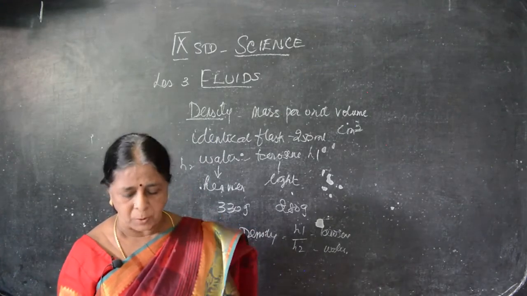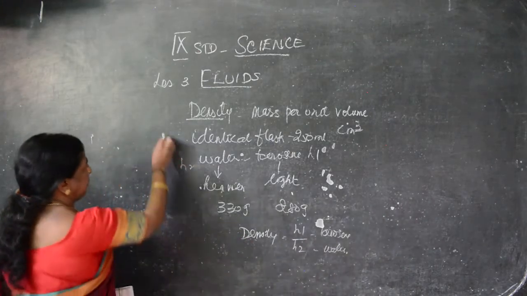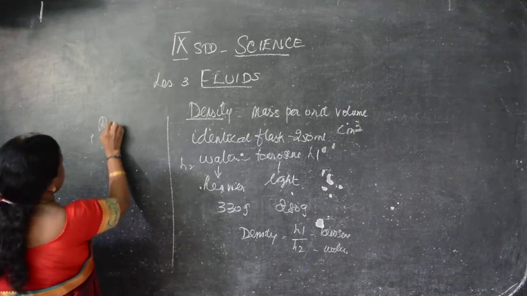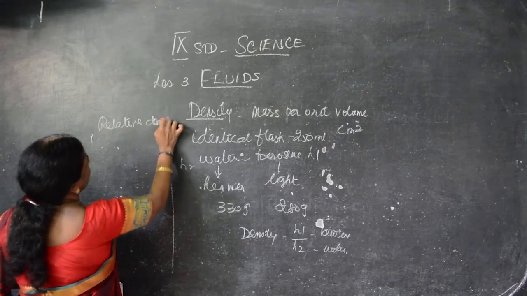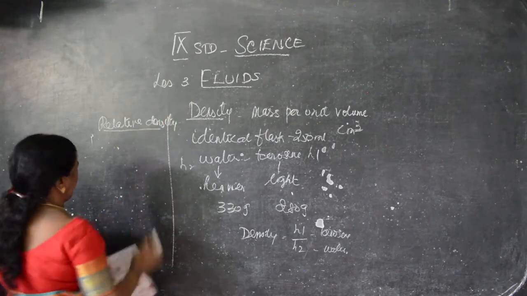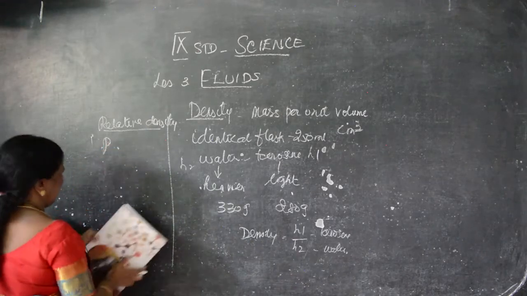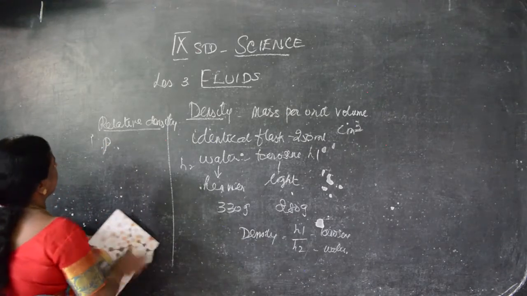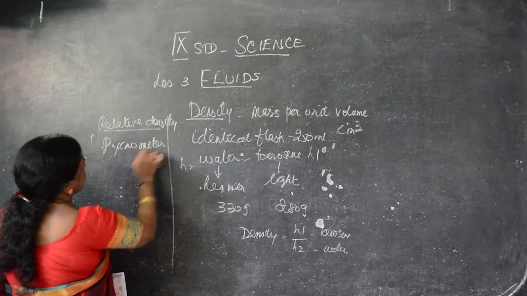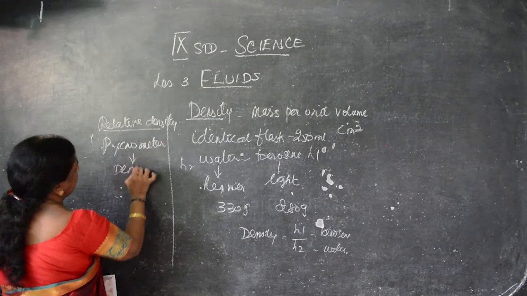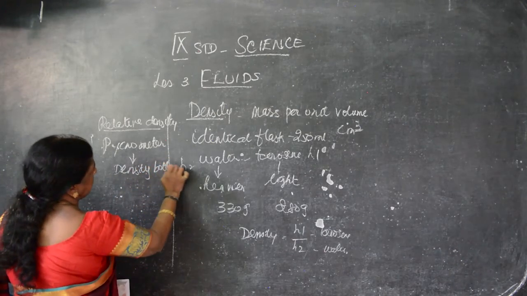There is a density bottle. The density bottle is used for relative density. It is a small bottle, and the name itself is density bottle, also known as pycnometer. This is otherwise known as density bottle. Clear?